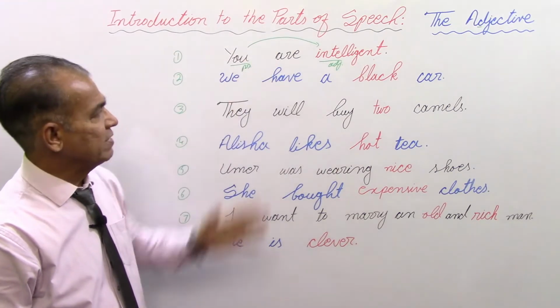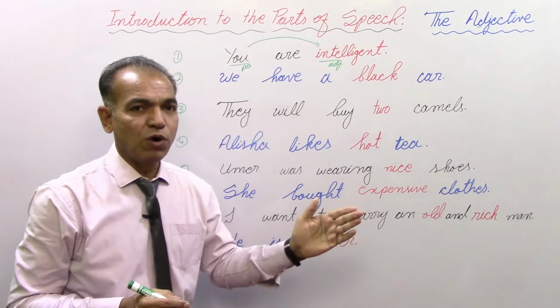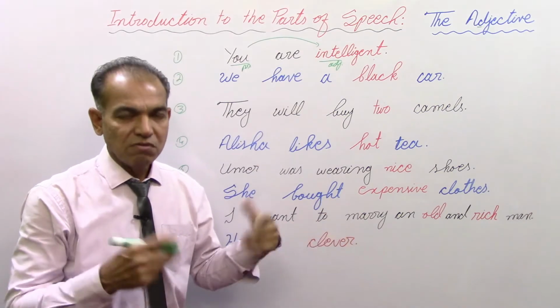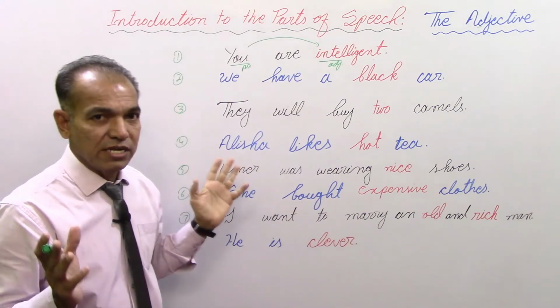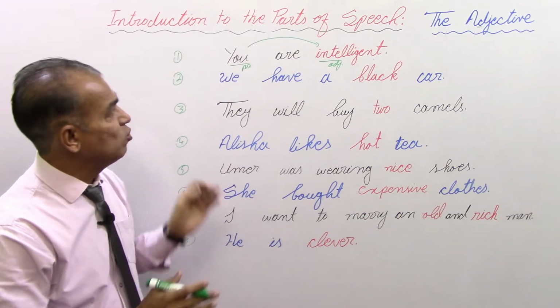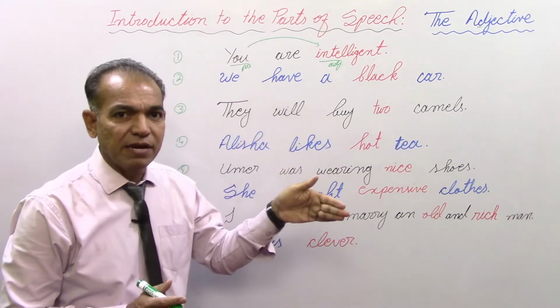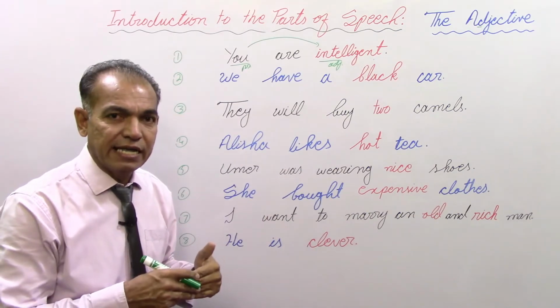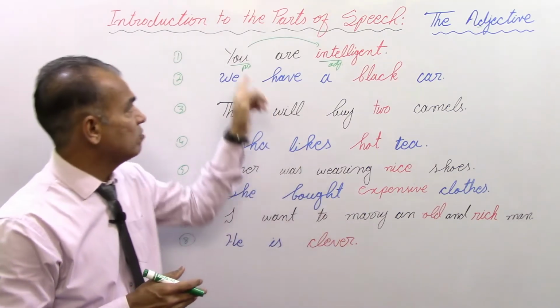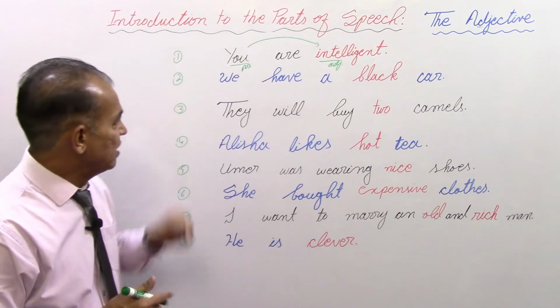Otherwise you can say you are a man, you are a boy, you are a teacher, whatsoever. But there is no extra information. But if we say you are intelligent, you are an intelligent teacher, for example, it means that we are using the word intelligent to provide some extra information about that person. Let's take the second example.